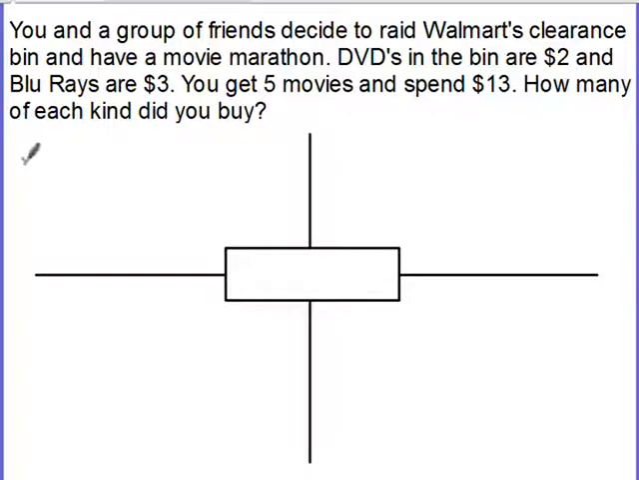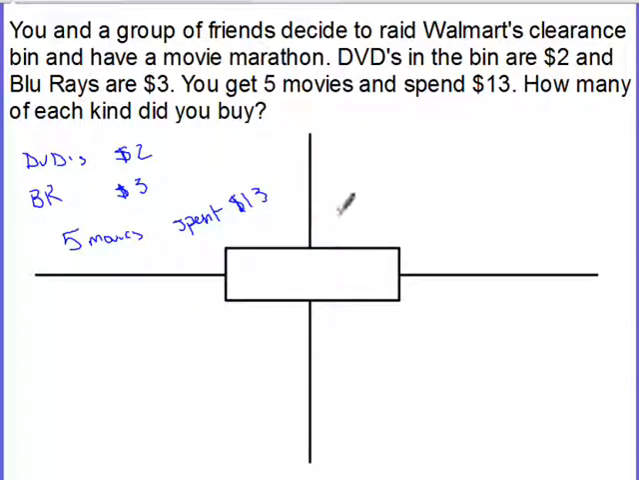So let's start with what we know. We know that there are DVDs and there are Blu-rays. We know that DVDs cost $2, Blu-rays cost $3. We bought 5 movies, and we spent $13. That's all the information that we're given. Then I need to know, what am I looking for? They want to know how many of each kind.